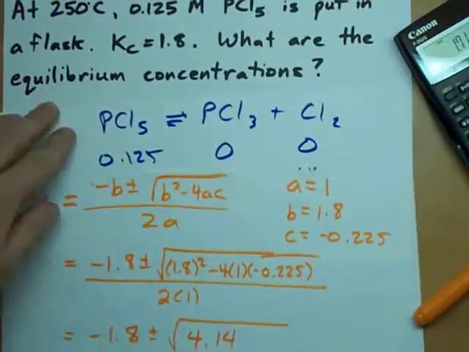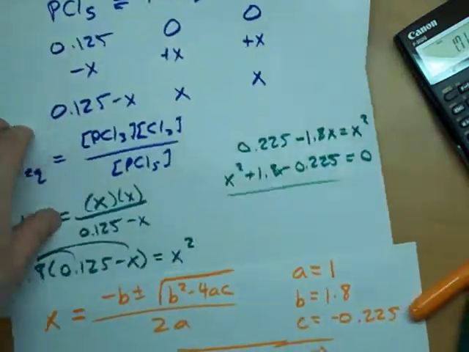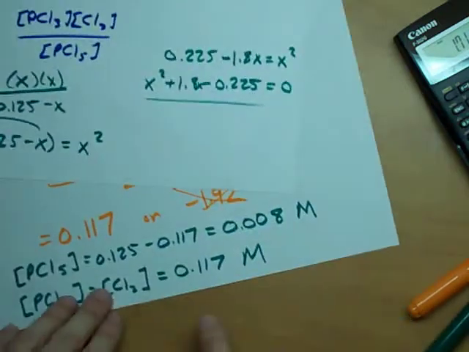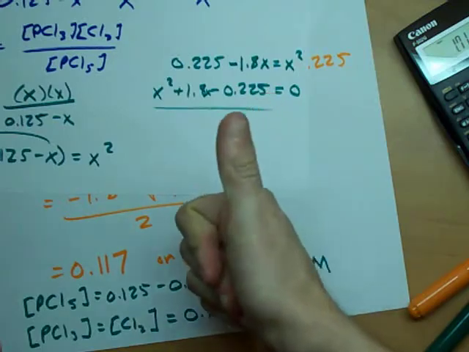Point was, it was a standard equilibrium question, do an ice table, but if your K is not small enough, you're going to have to use the quadratic formula to solve for x and get your equilibrium concentrations from there. Best of luck.